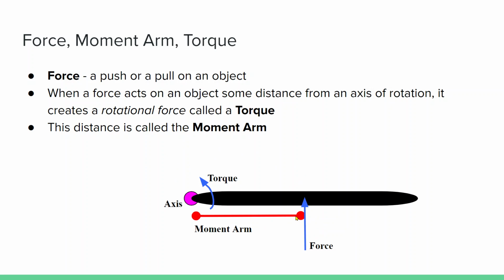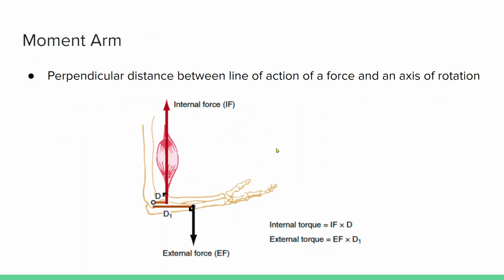So torque is basically how we function in the human body. We don't really generate force. We generate force at joints, which is actually torque. So specifically the moment arm is the perpendicular distance between the line of action of a force and an axis of rotation. So whenever you're thinking about the torque for some exercise or movement or at a joint, you always search for the axis of rotation, the elbow joint.